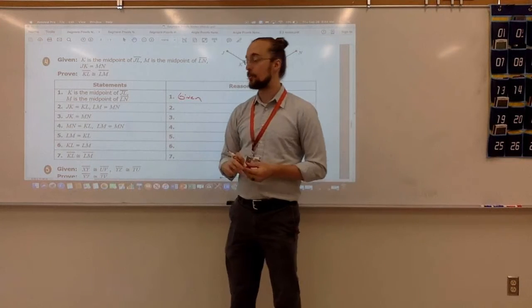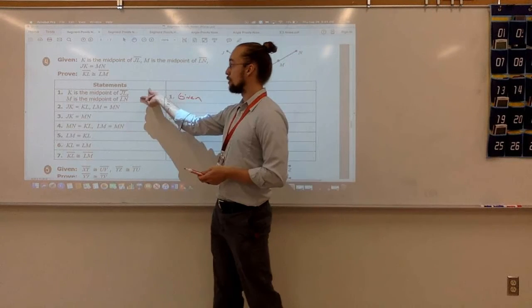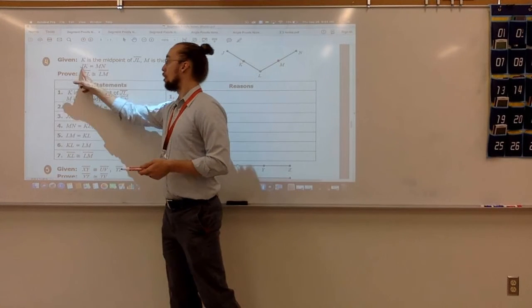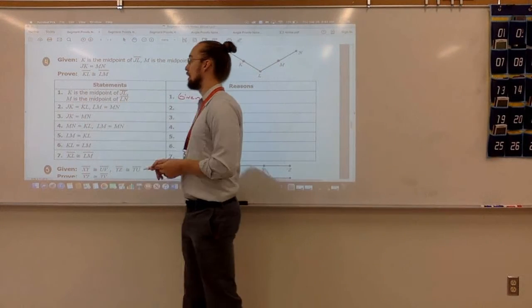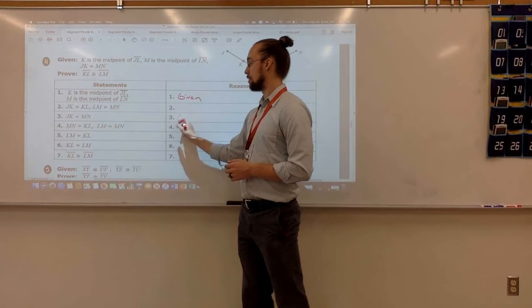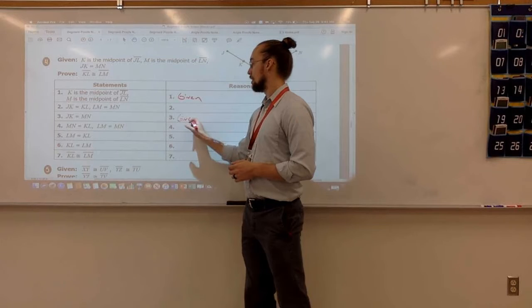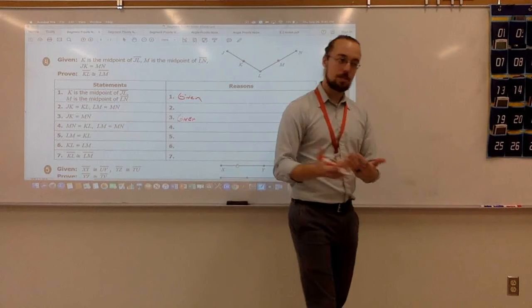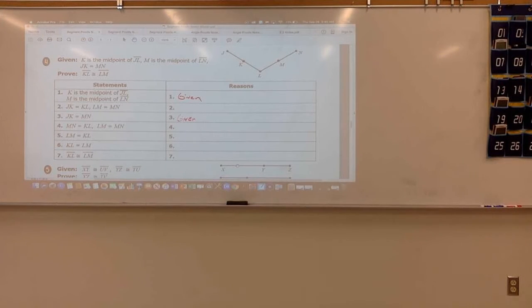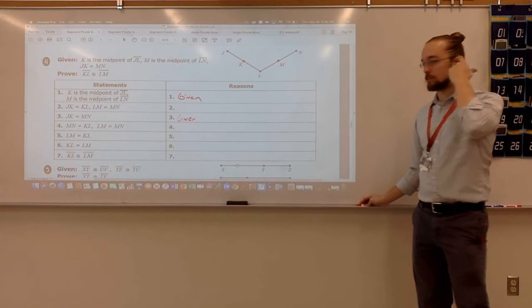Okay, they split up the givens in this one. So they use K as the midpoint and M as the midpoint first. And then we're also given that the length of JK is equal to the length of MN, which shows up here in line 3. So we're given that piece of information as well. Okay? So let's take a few minutes here to try to work through number 4. See if we can fill in these reasons.